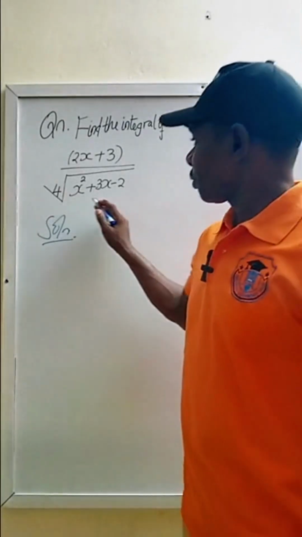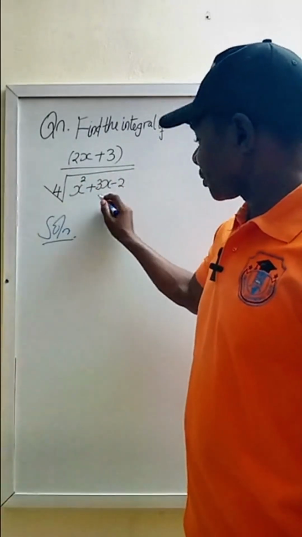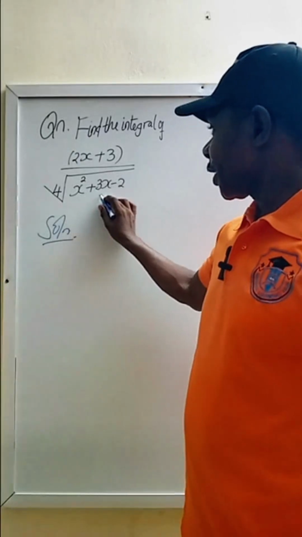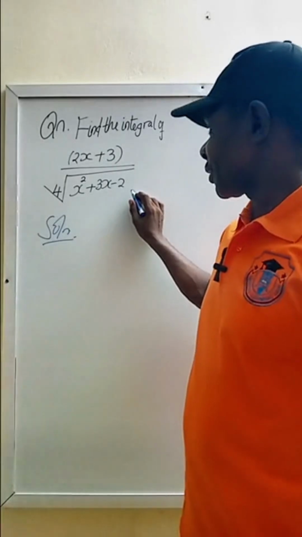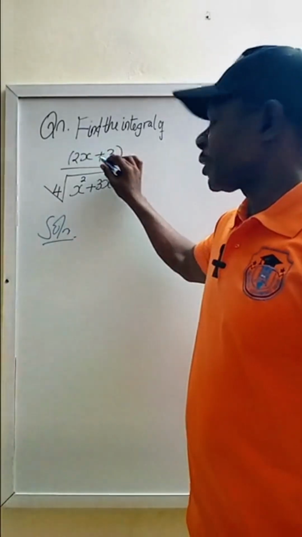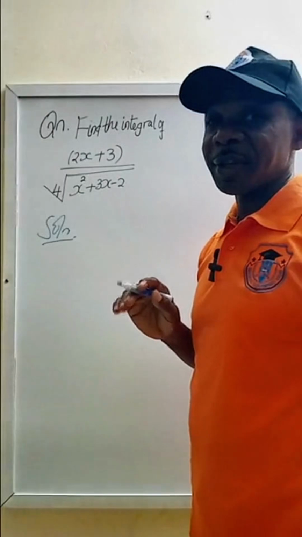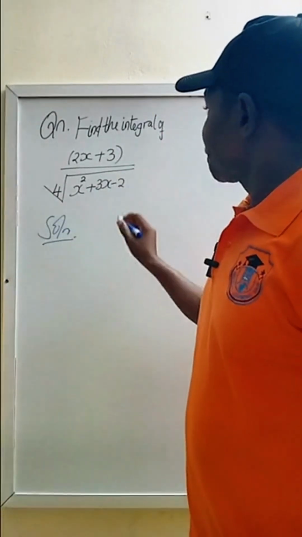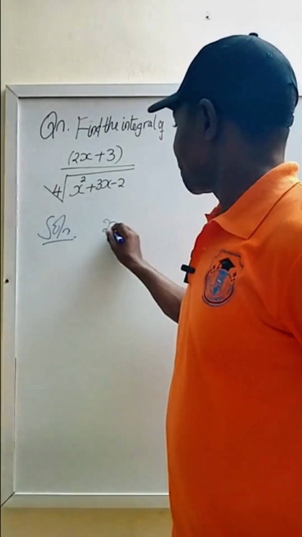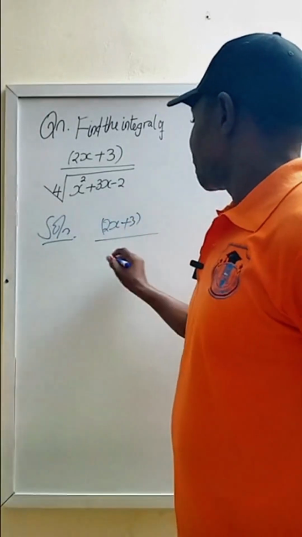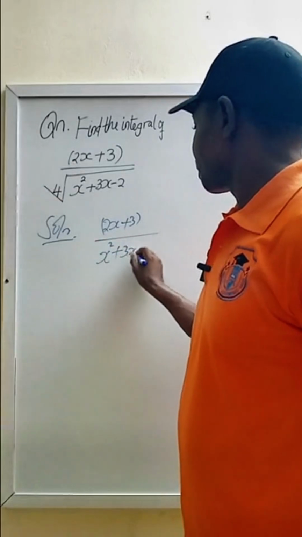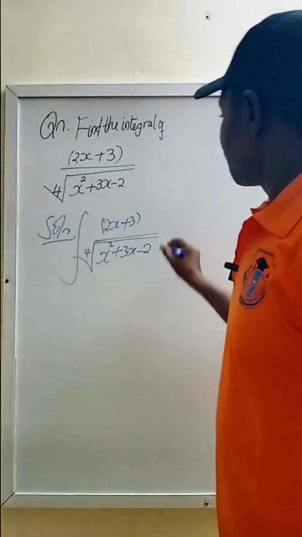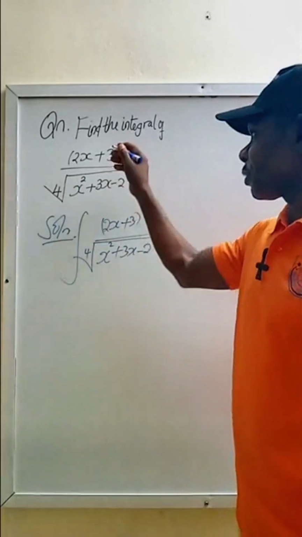When you look critically at the inside part of the fourth root sign, you realize that if I differentiate this part, x squared plus 3x minus 2, with respect to x, I will get something exactly equal or similar to the numerator. Have you seen that? Okay, here we go. Interpreting this question, the question wants us to find the integral, of 2x plus 3, divided by the fourth root of x squared plus 3x minus 2, with respect to x. This is the meaning of this question.